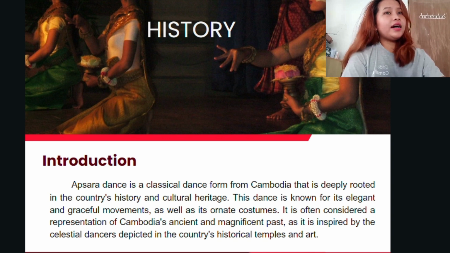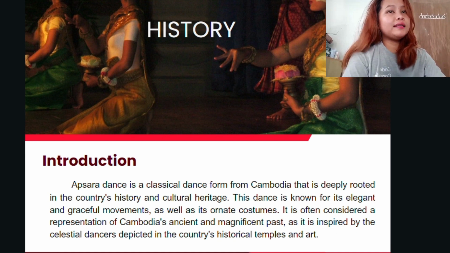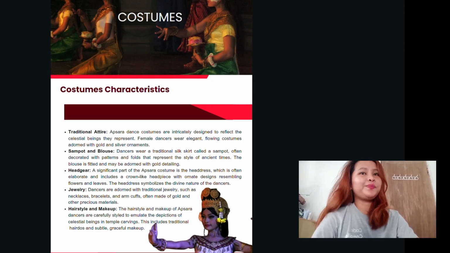Historically, Apsara dance was performed in the royal courts of Cambodia, primarily as a form of entertainment and to honor the gods. We also have to discuss its decline and revival. During the Khmer Rouge regime in the 1970s, traditional Cambodian arts including Apsara dance suffered a significant decline. Many dancers and artists were killed and cultural practices were banned. However, since the fall of the regime, there has been a resurgence of interest in preserving and promoting Apsara dance. Now let's discuss its costumes.